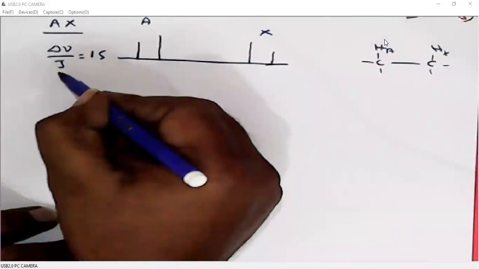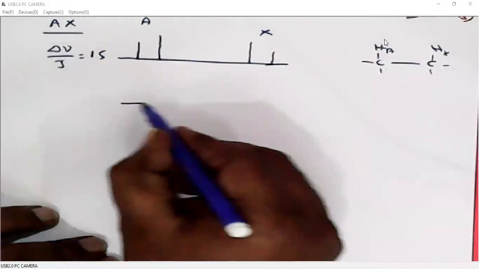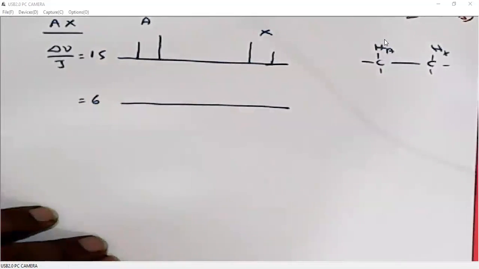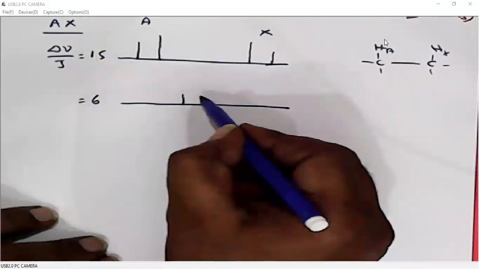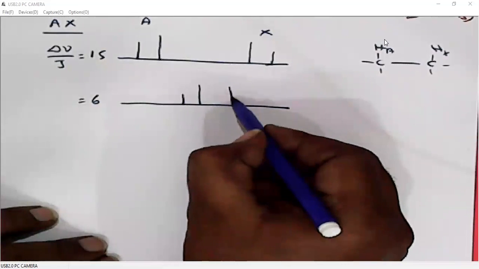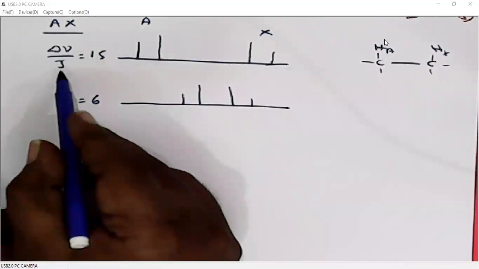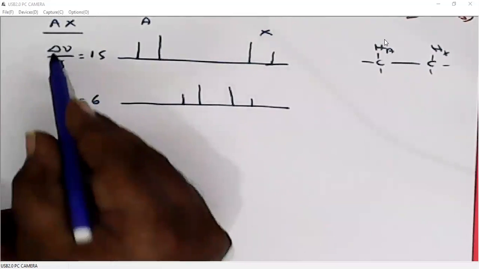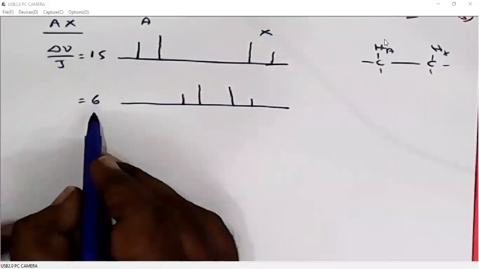Here the delta nu by J value is 15. But when we decrease this delta nu by J value to 6, it becomes complex. The difference between the delta values will decrease. How will we decrease this value? J is always constant, so by changing the delta values, we can arrive at delta nu by J of 6.